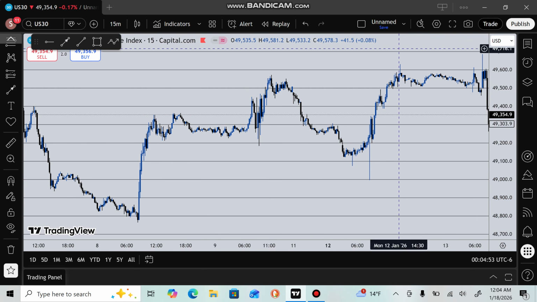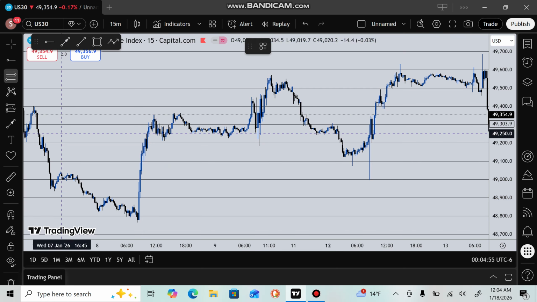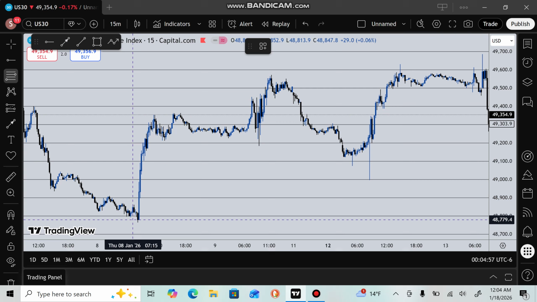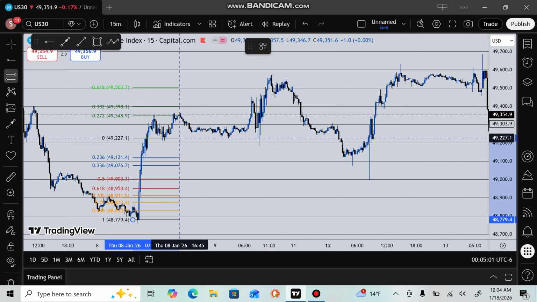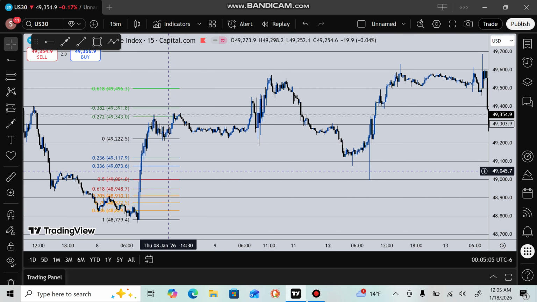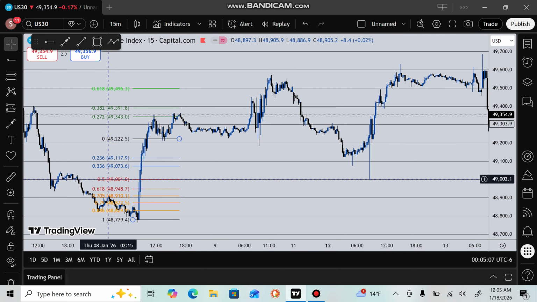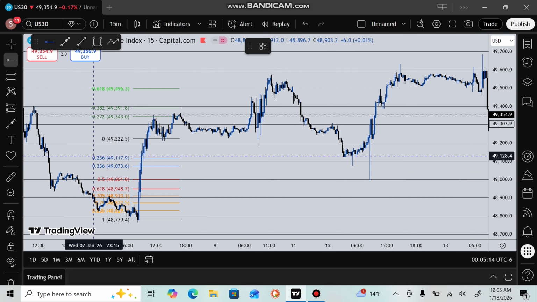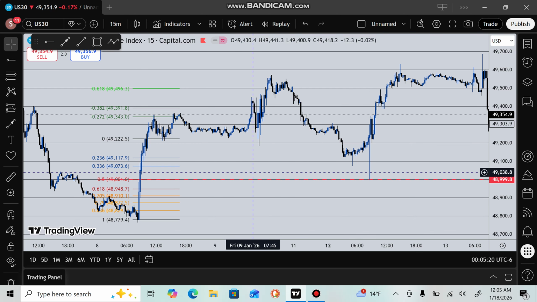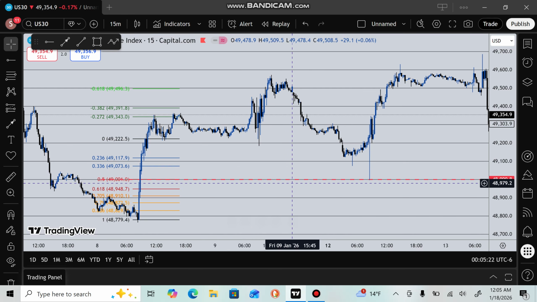Now, to target the imbalance, what you do is you take your Fibonacci tool, you start from the bottom of the imbalance to the end of the imbalance where the blacks started to show up. The Fibonacci is going to show you where 0.5 is. 0.5 is your 50% imbalance. You take your horizontal ray draw tool, you place that on 50% of the imbalance, and that is your entry.